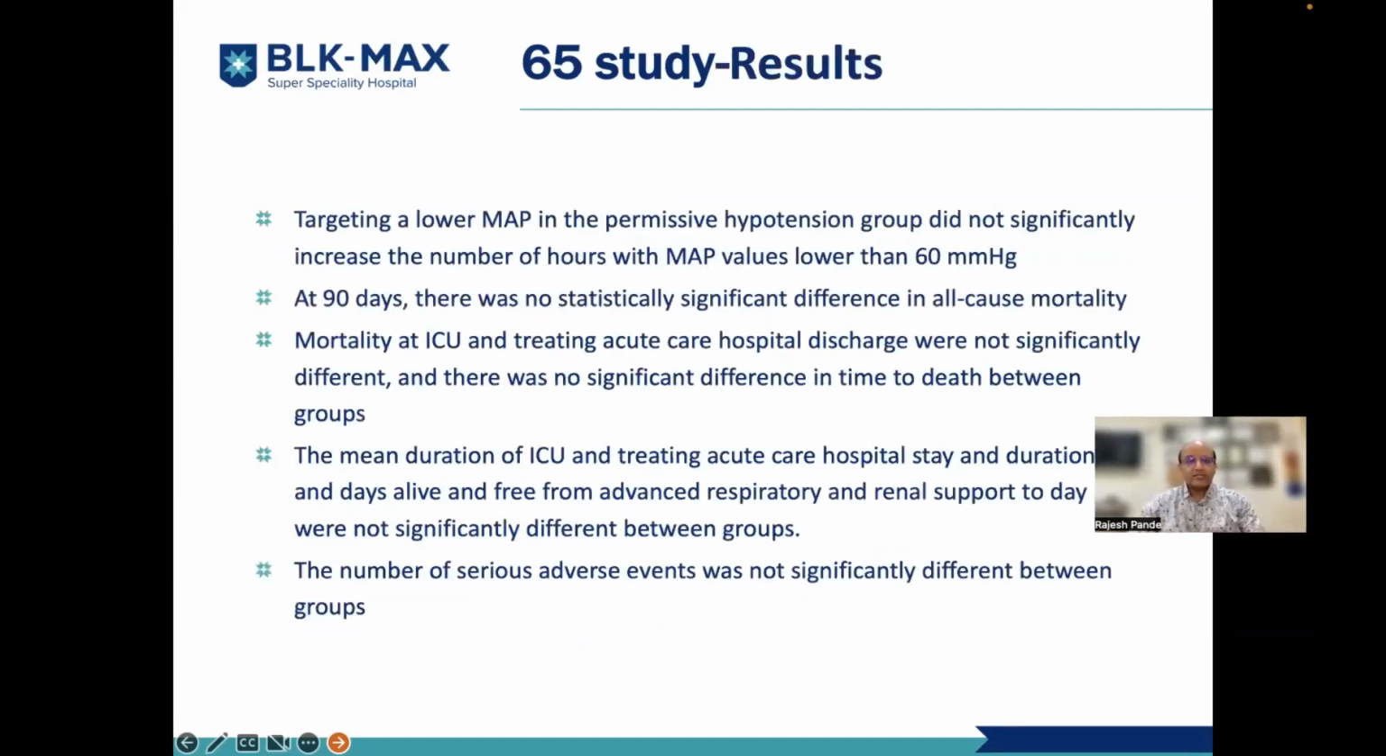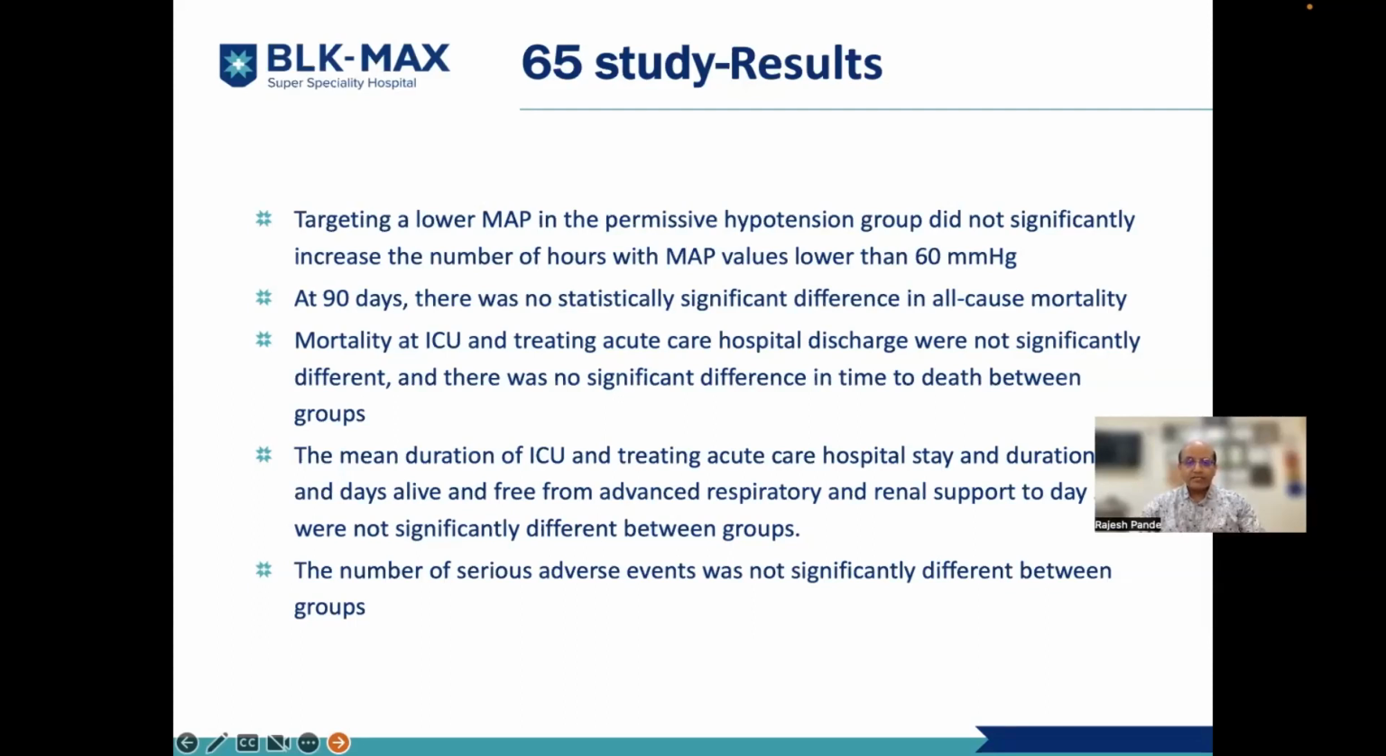So when you look at the results, they found targeting a lower MAP in permissive hypertension group did not significantly increase the number of hours with a MAP value lower than 60. At 90 days, there was no statistically significant difference in all-cause mortality. Mortality at ICU and treating acute care hospital discharges were not significantly different, and there was no significant difference in time to death between the groups.